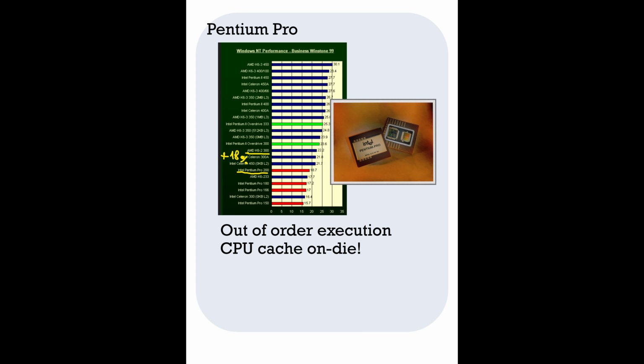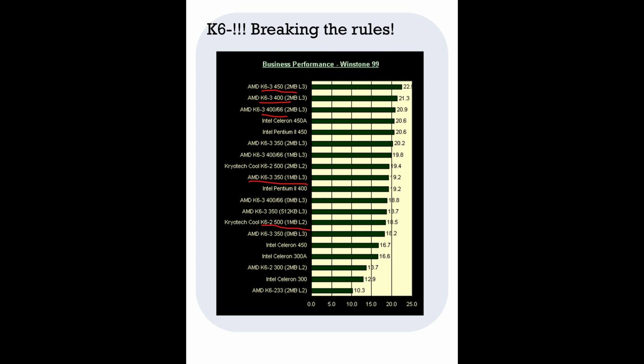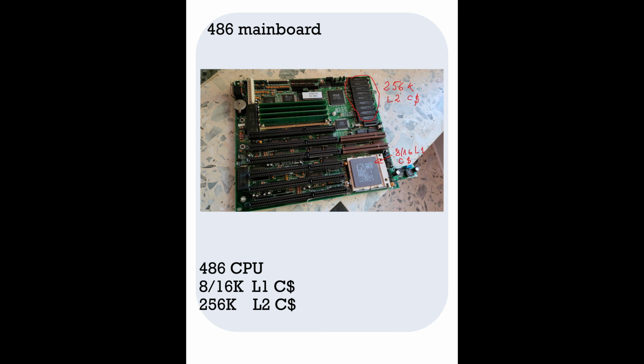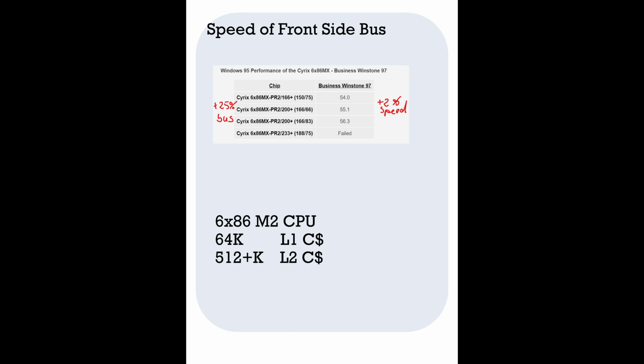But the next big surprise would be the K6-3, and the K6-3 is really amazing. So what it was, I'll go a bit back. It would be like a 486, but it would have both level 1 and level 2 cache, and the level 2 cache was big, kind of 256K. Level 2, and whatever you had on the mainboard, let's say half a megabyte, 1 megabyte, or even 2 megabytes, would be a level 3 cache.